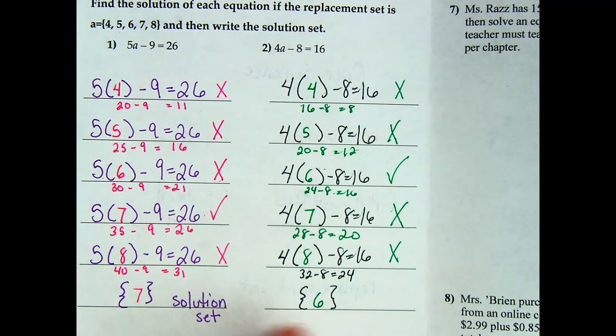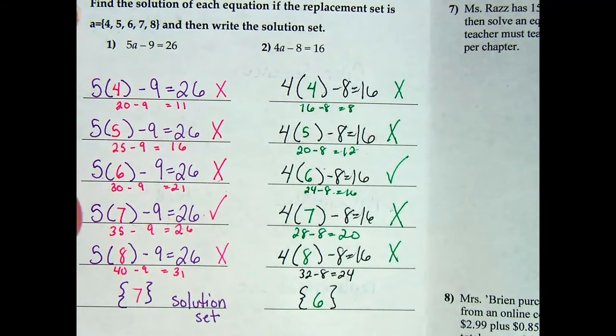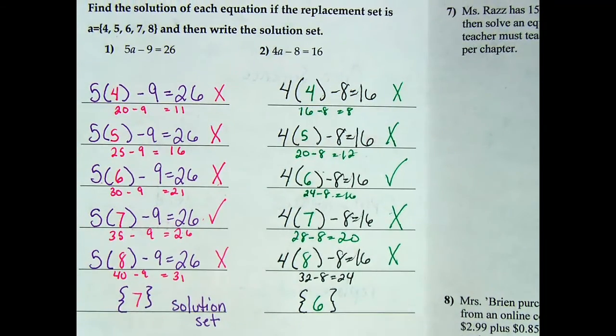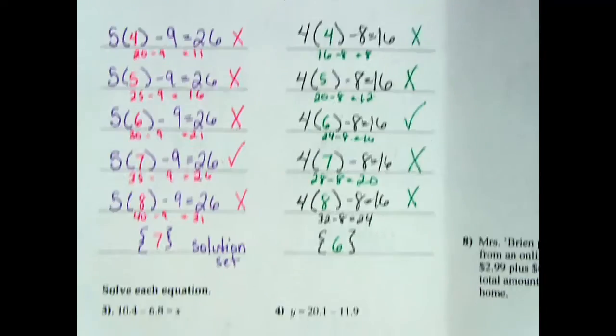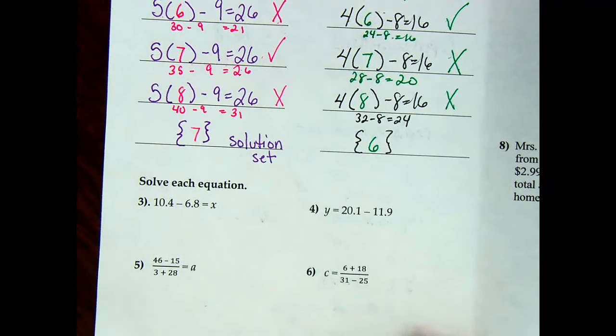In this equation, 6 is my only solution based on my replacement set, and in this equation, 7 is. And this is how I write my answer for solution sets. You could also be asked to solve equations that look like this.